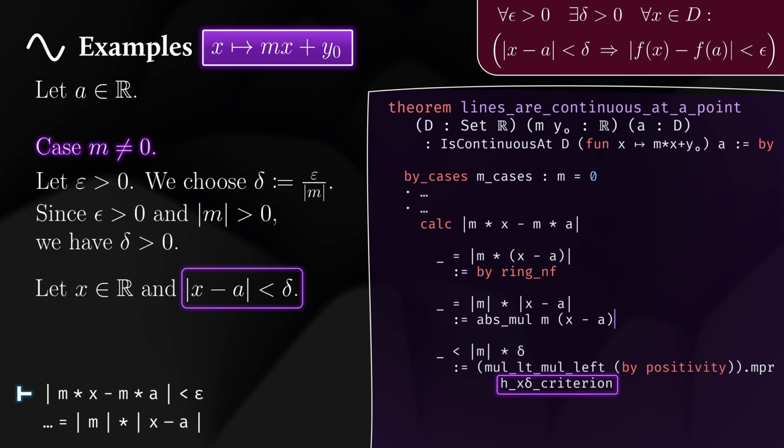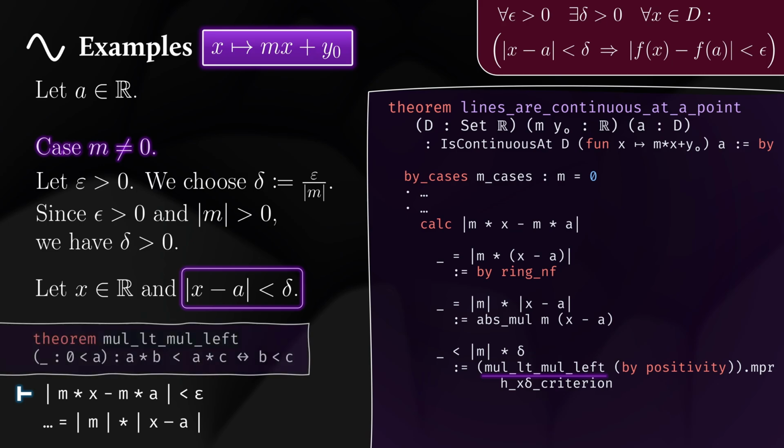So now let's use the fact that it's less than delta. But to use that, we first have to use the theorem mul LT mul left. So the naming conventions in Lean are what they are. We just have to deal with them. And why do we have to use this theorem? Well, we don't only have this x minus a here, we also have this times m in front of it. So we use the fact that whenever a times b is smaller than a times c, then that's the same as b is smaller than c.